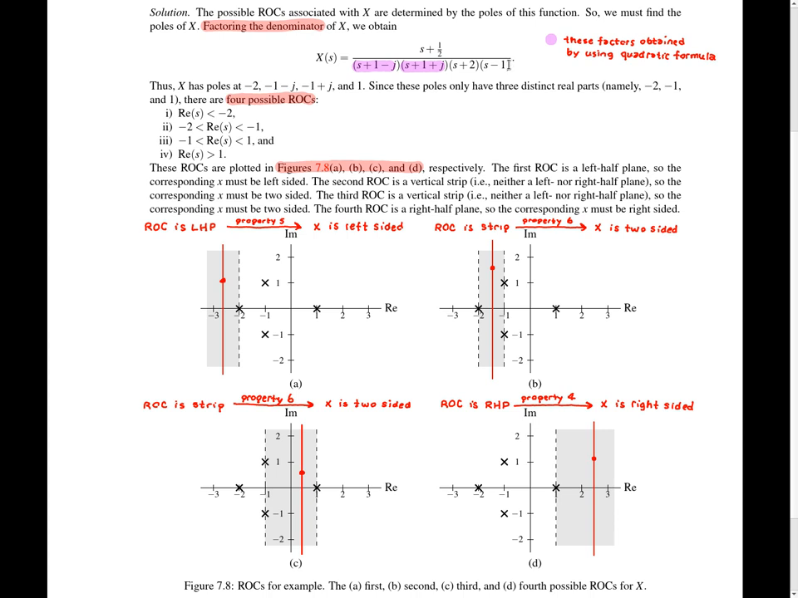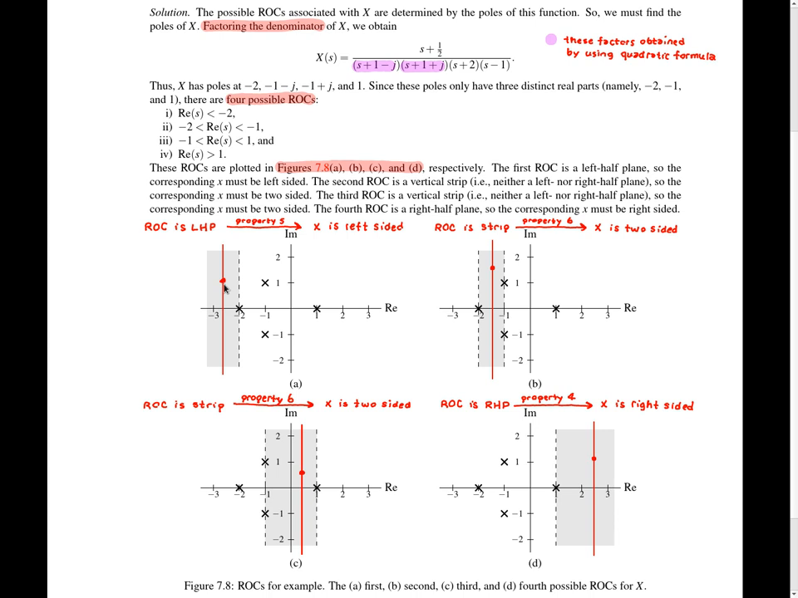From this factorization of big X, we can see that big X has poles at -2, -1 minus j, -1 plus j, and 1. Since these poles only have 3 distinct real parts, namely -2, -1, and 1, there are only 4 possible regions of convergence that big X can have, namely these 4 regions here. These 4 regions of convergence have been plotted in figures A, B, C, and D, along with the poles of big X. At this point, I'd like to explain in more detail how these regions of convergence were obtained.